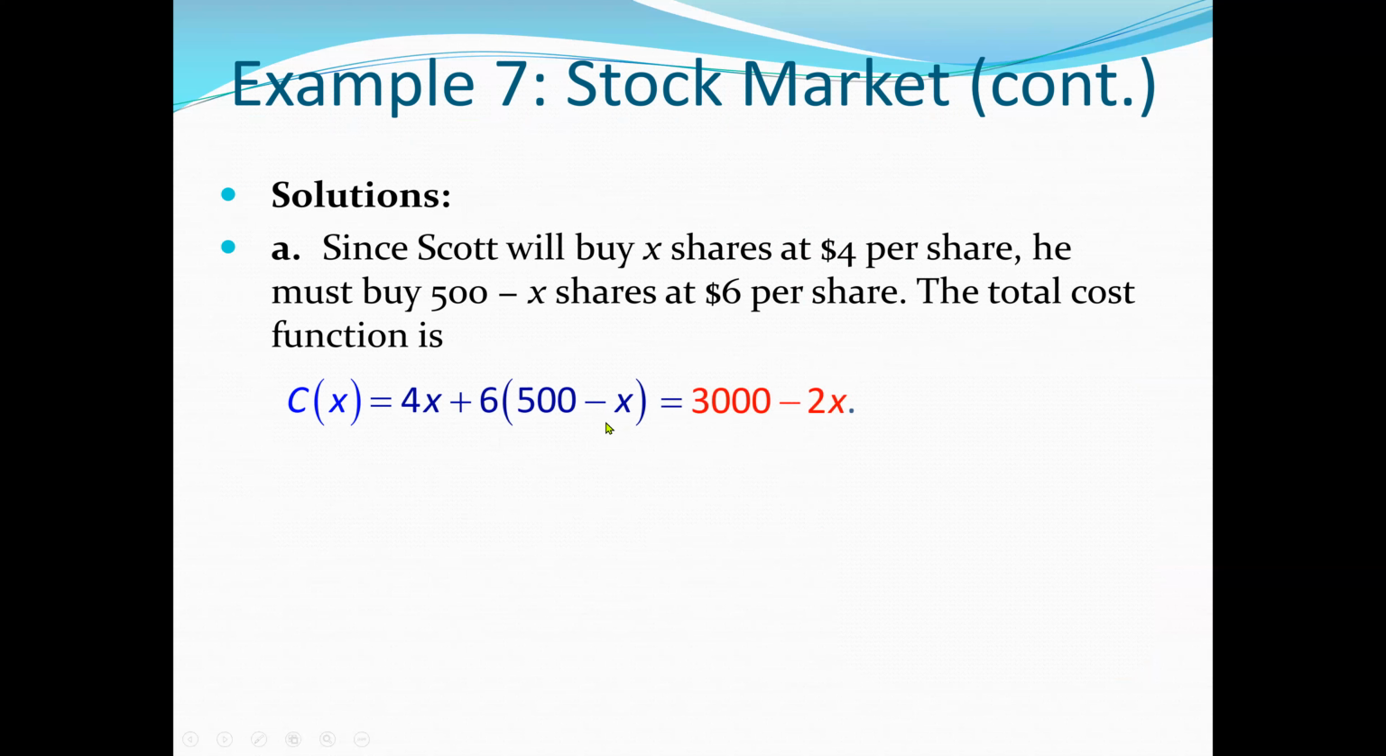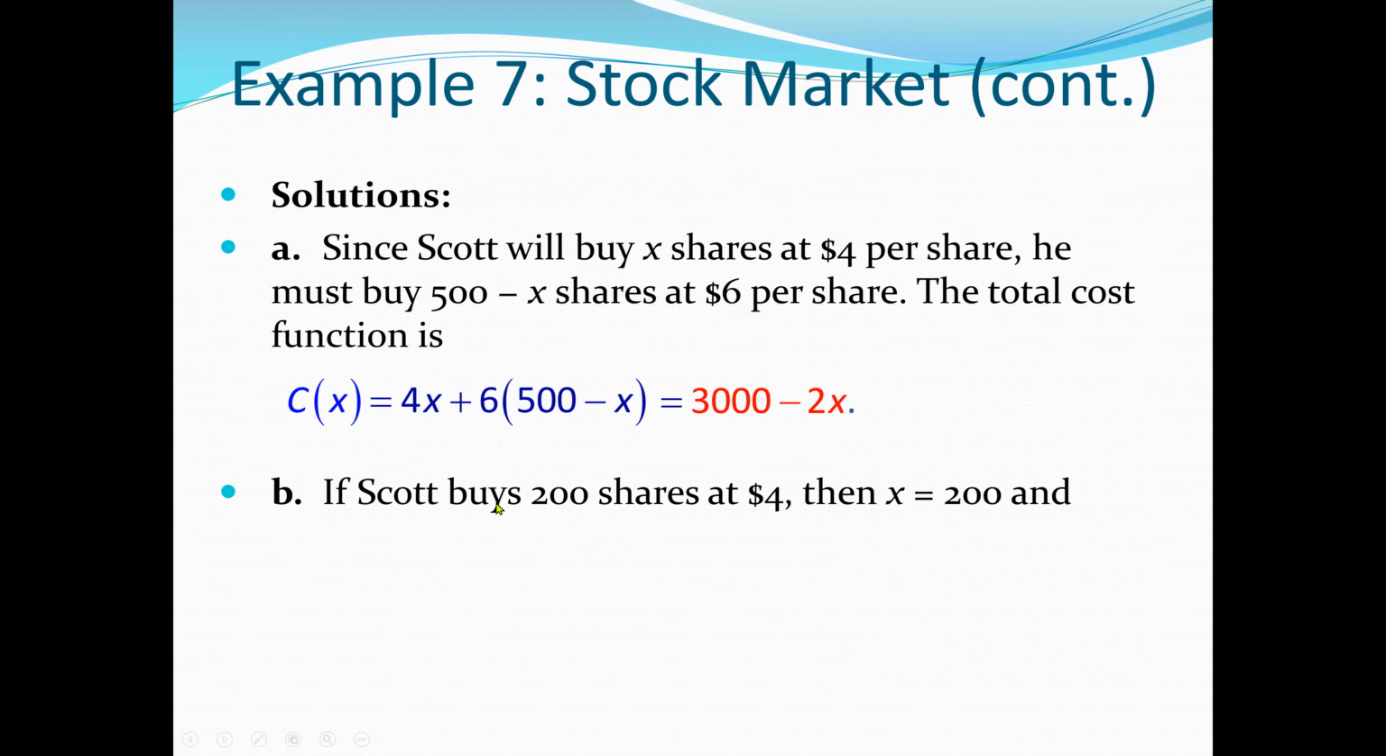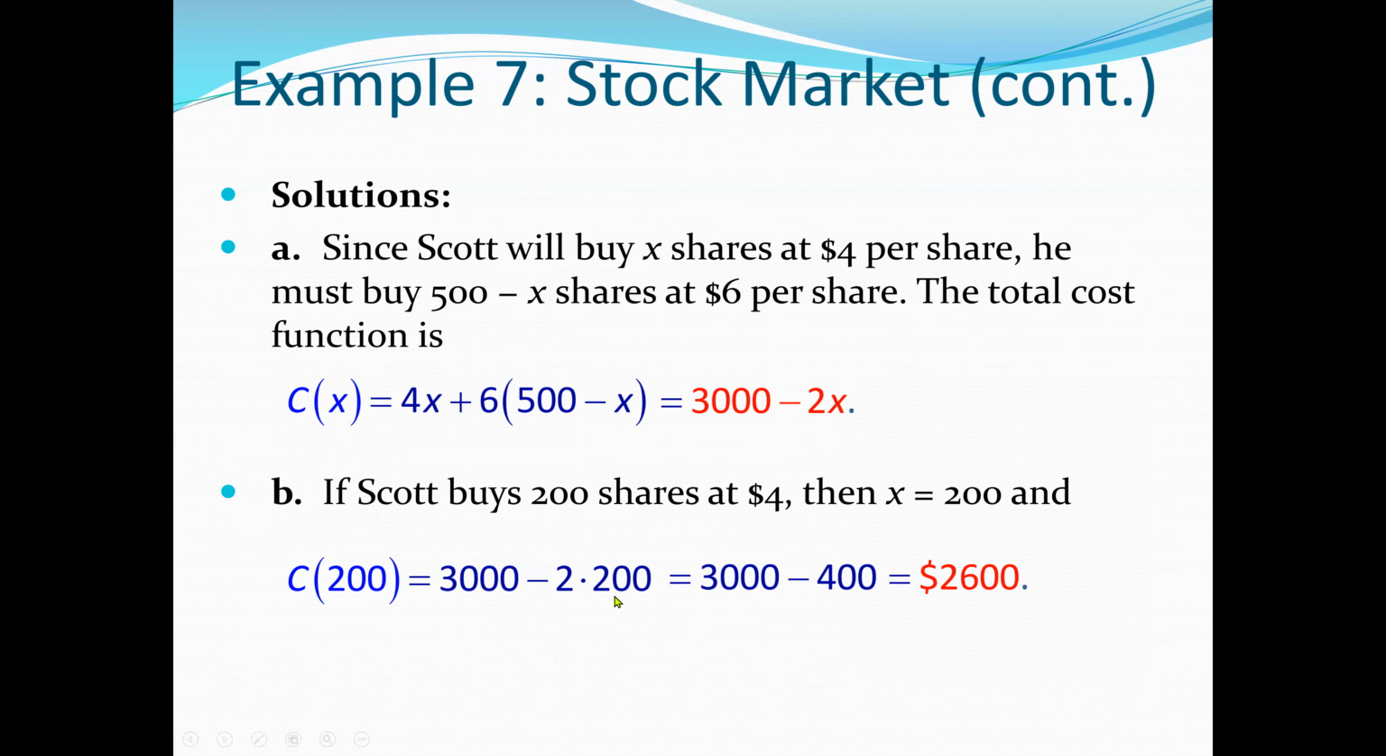So if we know this equation, now the second question says, if Scott buys 200 shares for $4, then X equals 200, because he buys 200 shares. So we substitute X with 200. So we get 3,000 minus 2 times 200. And that will give us $2,600.